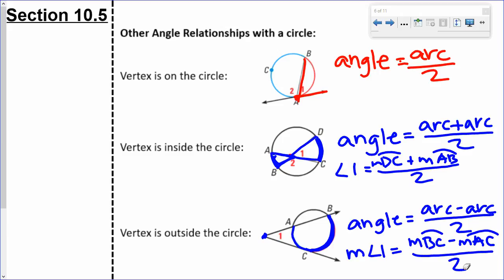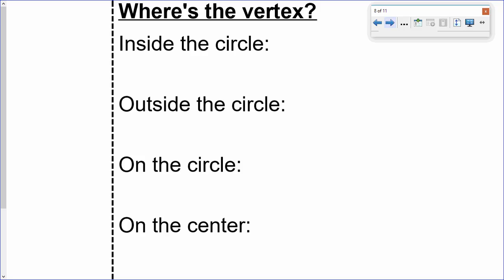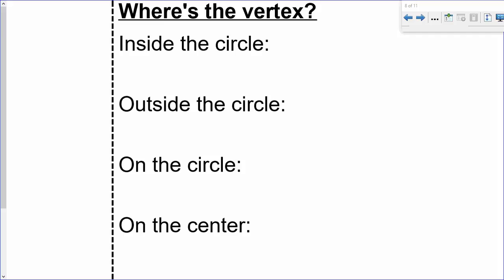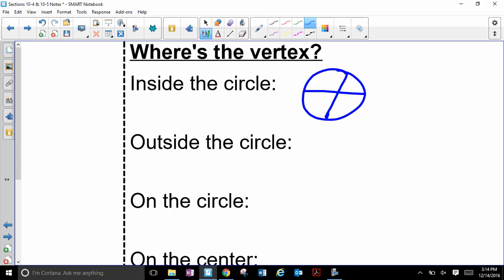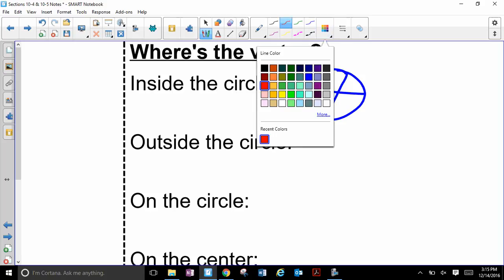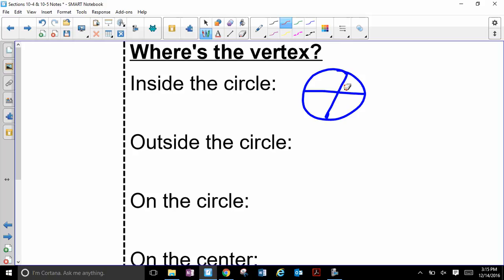Okay, so there are 4 possibilities with these. The main thing is to ask yourself, where's the vertex, before we do the other few examples. If the vertex is inside the circle, so that's when they cross like this, not on the center, then to get angles, so if I label this angle 1 here and I was finding this angle, you do arc plus arc divided by 2.